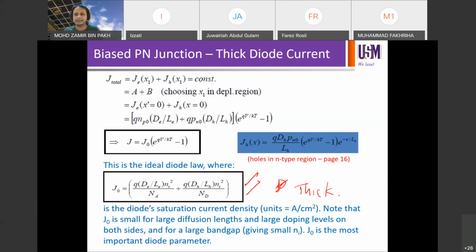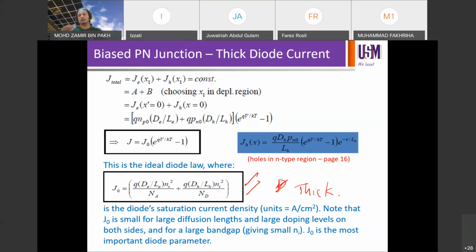Do you see any S in the equation? Is there any S in this equation for the thick diode? Very straightforward, right? Just look at the equation. What we can see is only Q, D, L, and I, and A, and D, right? So there's no S component in the equation.